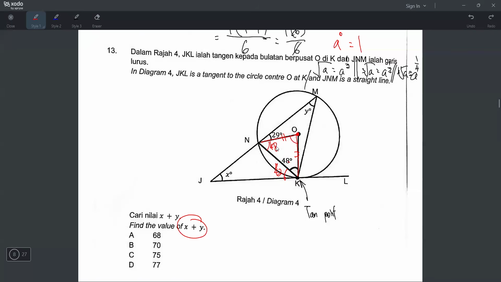And I can find this. Just take 180 minus 48 minus 48. You're gonna get 84. And you can find y. Y is just 84 divided by 2. So you get 42.